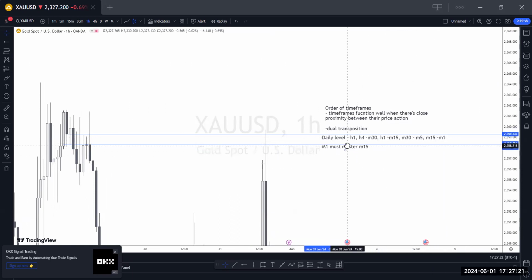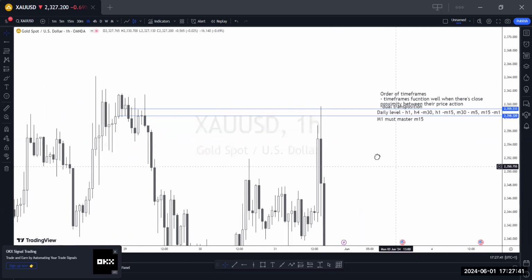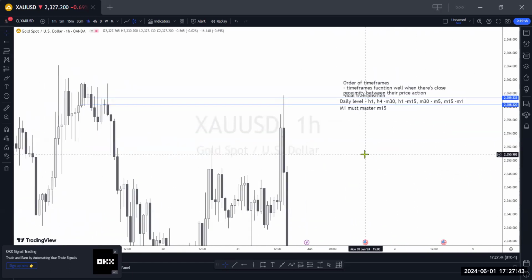So in order to consistently master M1, you must be a fan of your M15. And in order of time frames, the closest time frame in proximity to M15 is what? Is your H1. M15, H1. The closest in proximity to H1 is your daily level. So it means that your M1, M15, H1, daily level, they form an order that you can follow to much more appreciate price action.